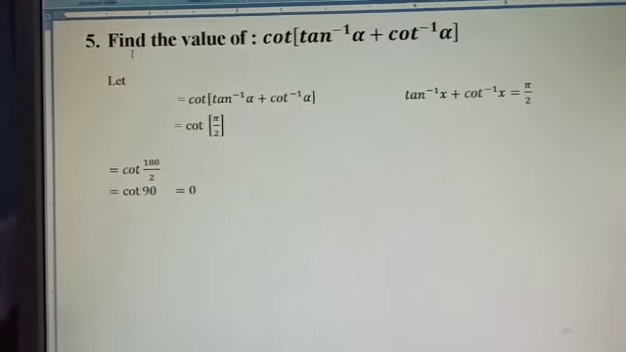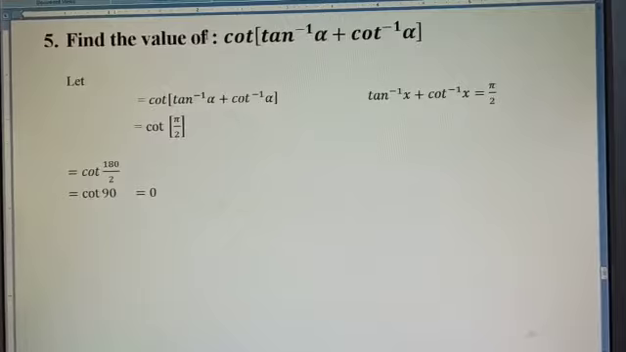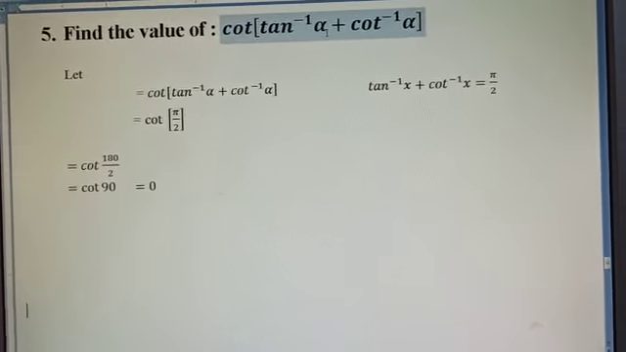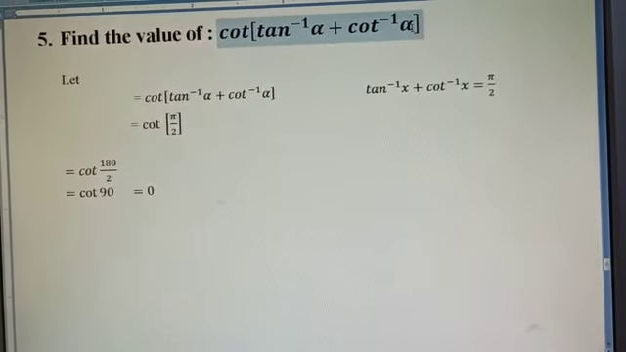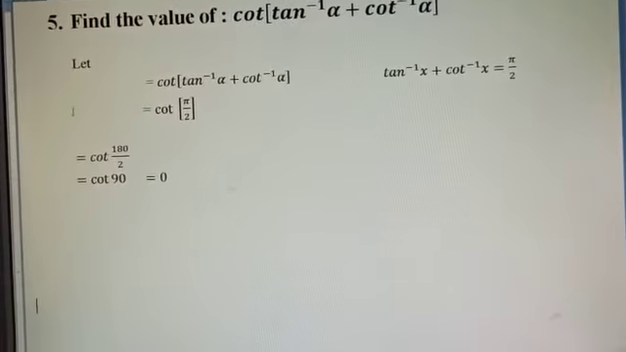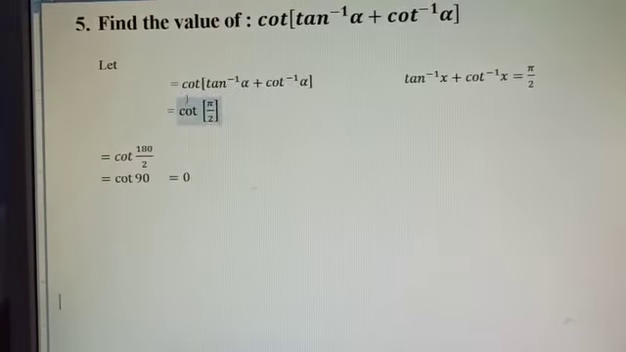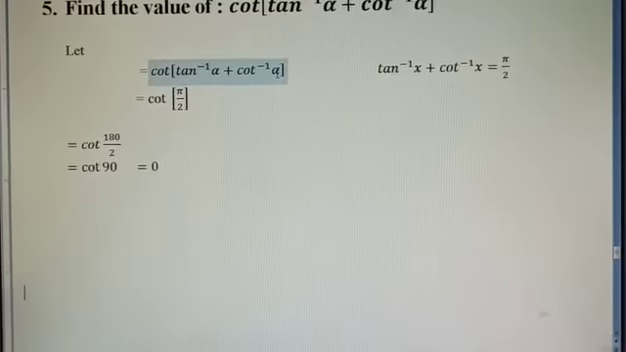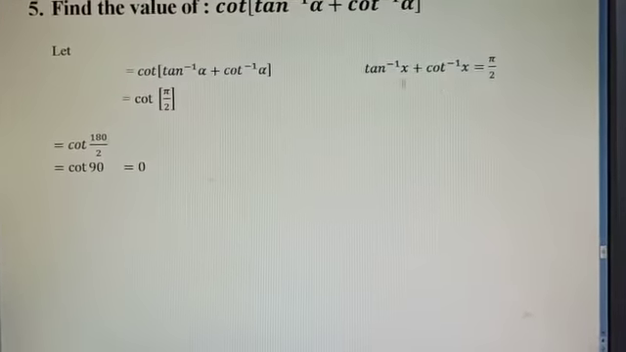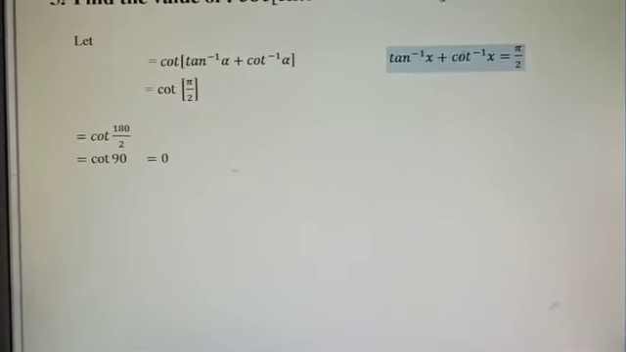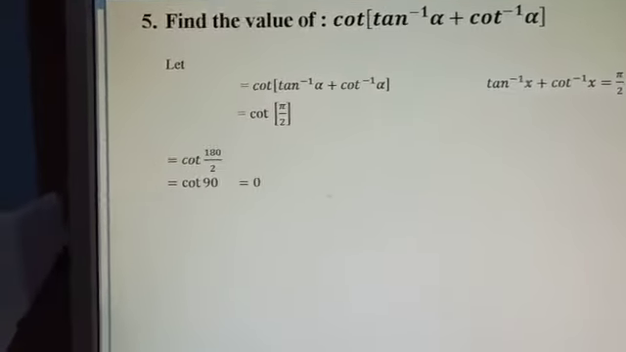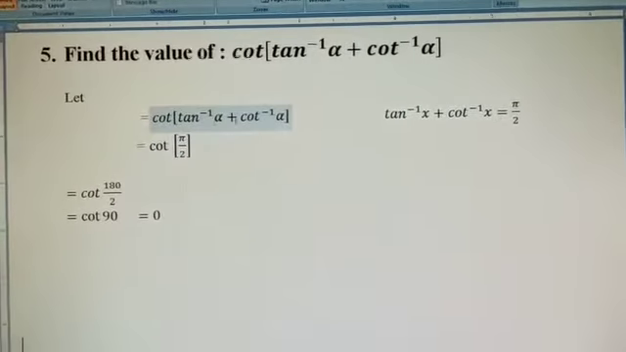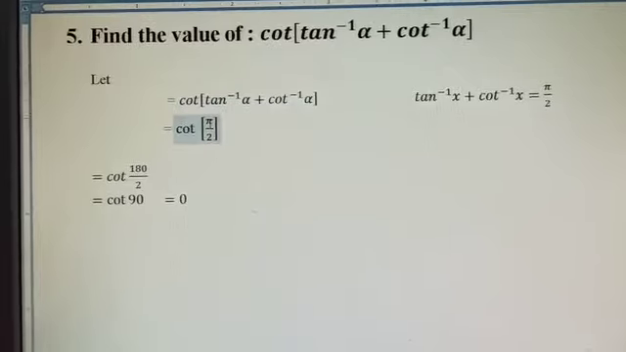This one is: find the value of cot of tan inverse of alpha plus cot inverse of alpha. So we have tan inverse of x plus cot inverse of x. We already know that this is pi by 2. Let us substitute this entire thing here. So it is the same as this one. Therefore cot of pi by 2.